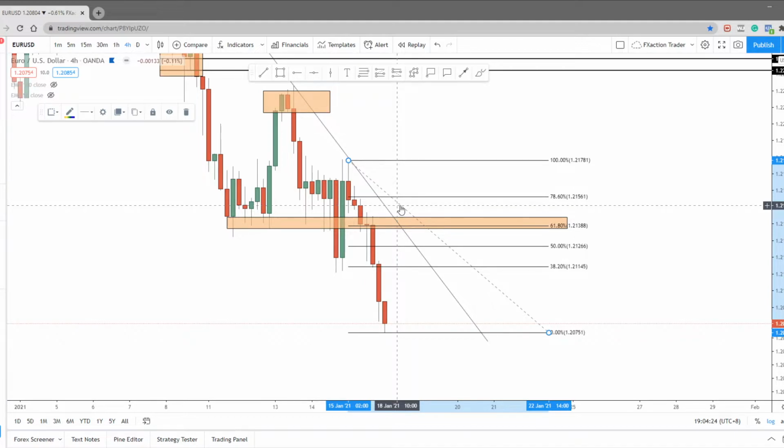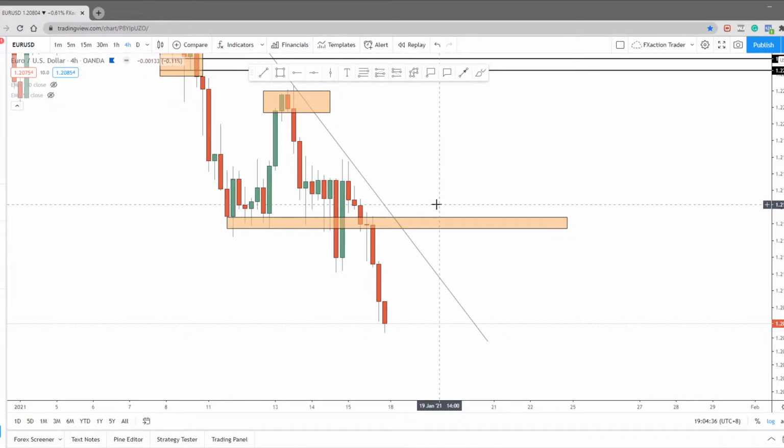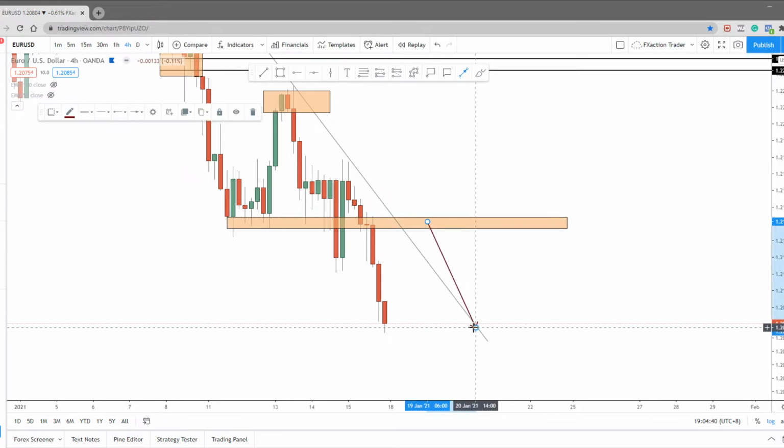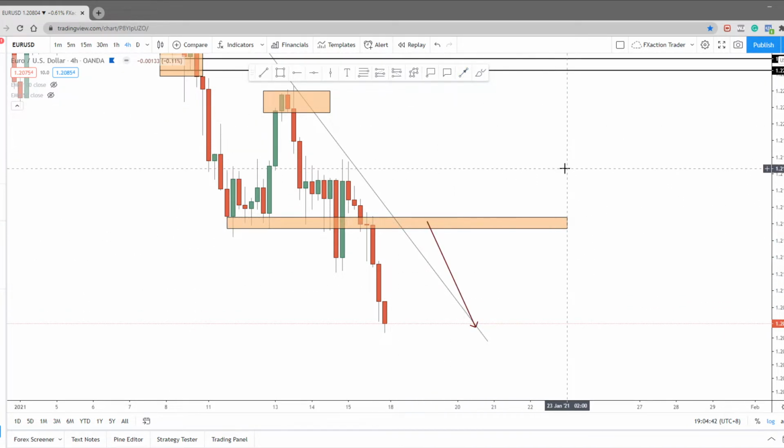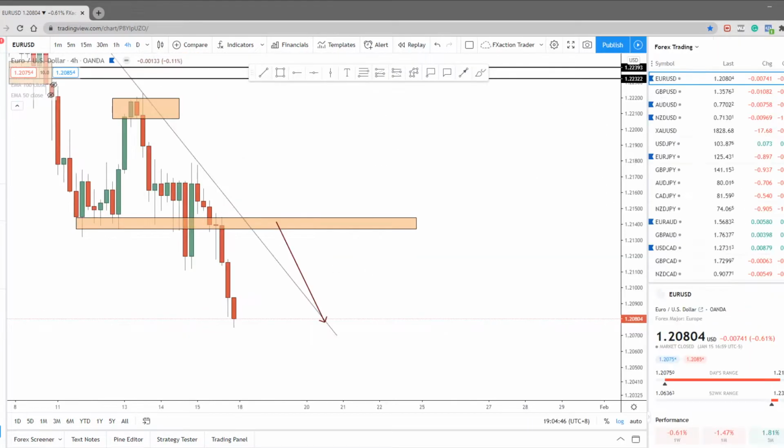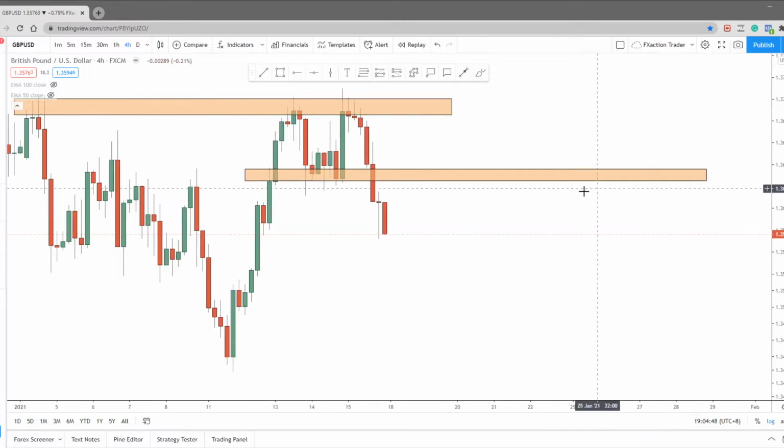So I don't know, we just leave it to the market, and we just trade accordingly to what the market is trying to show us. So in a nutshell, I'm going to wait for a short trade at this area. Alright, so for the Euro Dollar, I'm going to wait for a short signal. And let us have a look at the Pound Dollar.